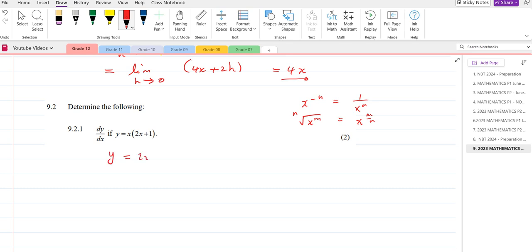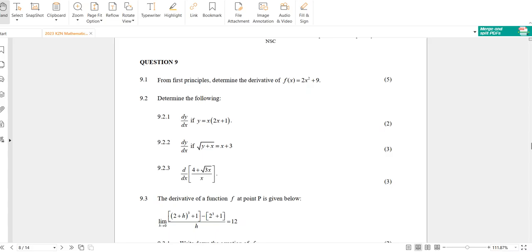x times 2x is 2x squared. x times 1 is x. Now if you find dy/dx, please don't use the y prime notation because they're telling you to find dy/dx. So write dy/dx. 2 times 2 is 4, and subtract 1 from the power, you just get x to the power 1. 1 times 1 is 1, right? And subtract 1 from the power, remember this is x to the power 1. 1 times 1 is 1. Take away 1 from the power, you will get x to the power 0, which is 1. So the answer is 4x plus 1. Moving on to the next question.